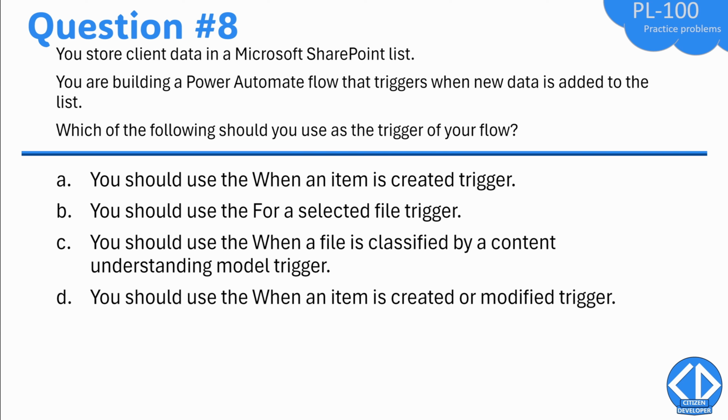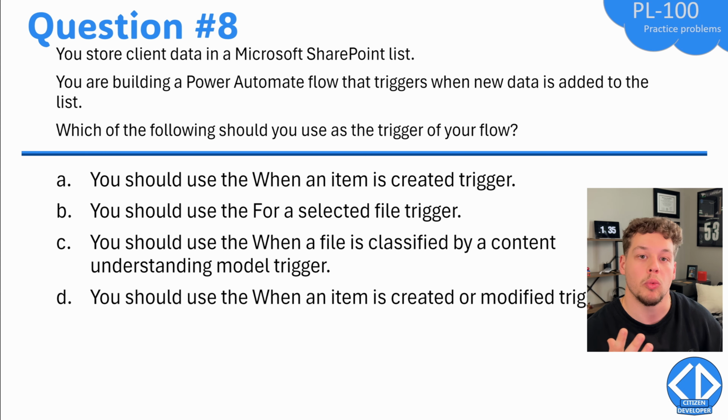Which of the following should you use as the trigger of your flow? Okay, so this is going to explicitly tell us what we want the trigger to be. We want the trigger to be when new data is added to a SharePoint list. So now we're just trying to find the option that is going to best match that.